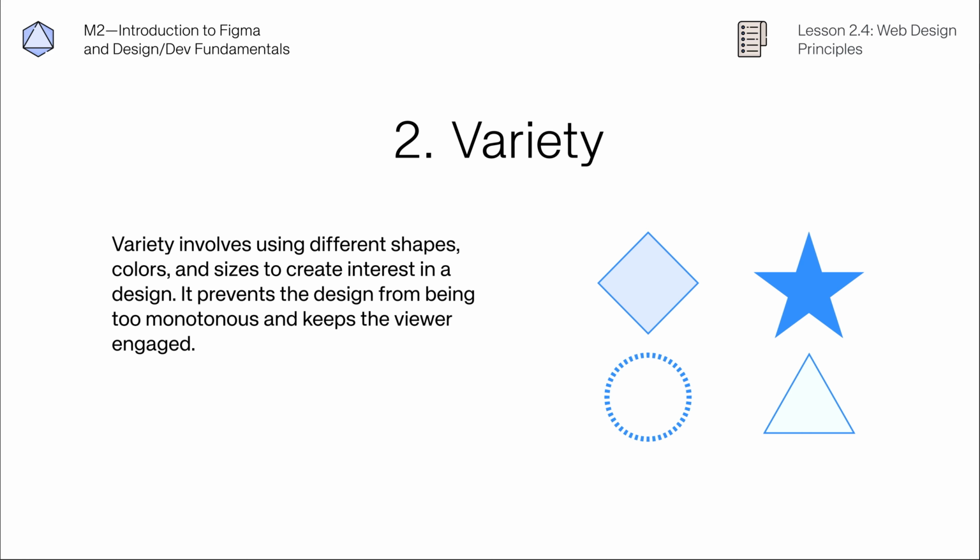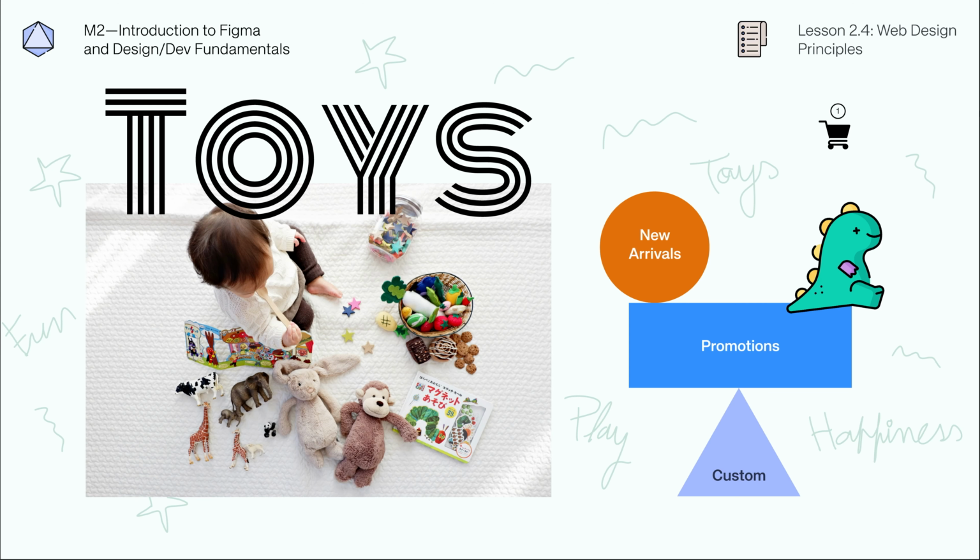The second principle is variety, and variety involves using different shapes, colors, and sizes to create interest in a design. It prevents the design from being too monotonous and keeps the viewer engaged. For example, a website for a children's toy store uses a mix of bright colors, different fonts, and various playful shapes to keep the design lively and engaging. This variety keeps the user interested and entertained while browsing the site.